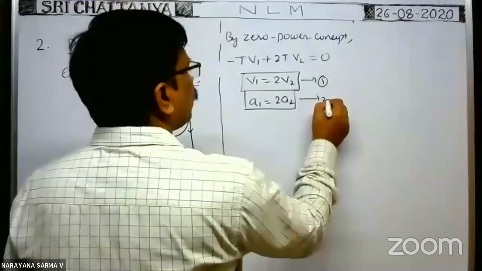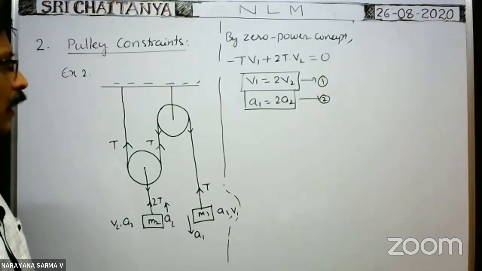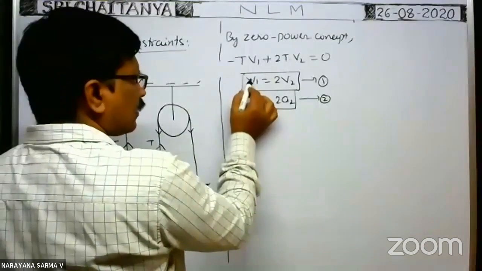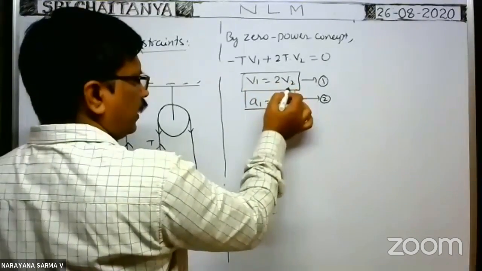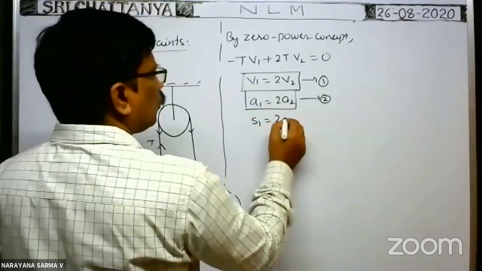a1 is equal to 2 into a2. This is the relation between the accelerations or distances traveled. Here this can be written as ds1 by dt, ds2 by dt. When we integrate, dt cancels, and then you will get s1 is equal to 2s2.